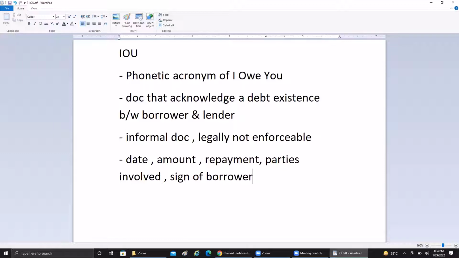So basically the very base details like the date of the agreement, the amount, when the repayment will be done. And because two parties are there, we have to mention who is the borrower and who is the lender. So these things will all be there, and at the end of the document, the sign of the borrower will confirm that this has happened.